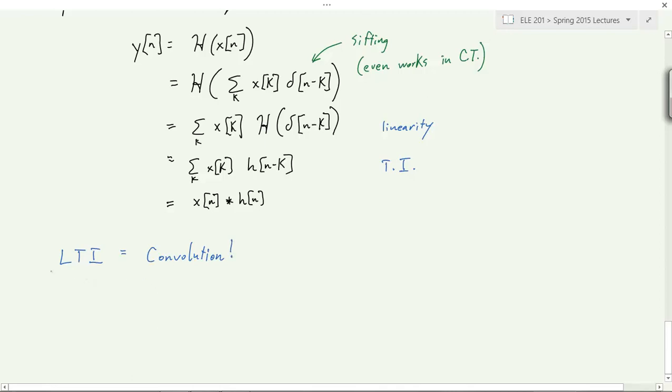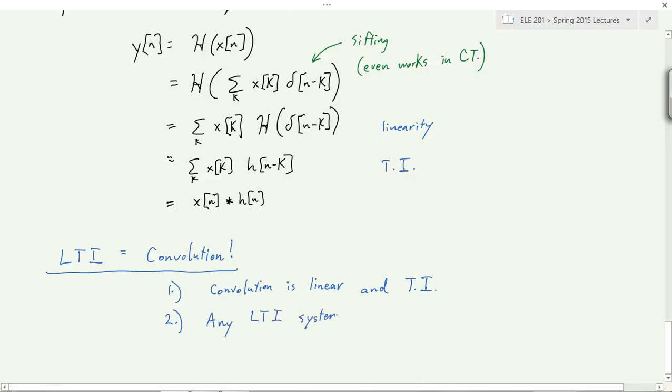That statement can be understood in two parts. One, convolution is linear and time invariant. So we already saw that it was linear. We did that as one of the properties of convolution. Now we see it's also time invariant. Two, any LTI system does convolution. So these are really equivalent.